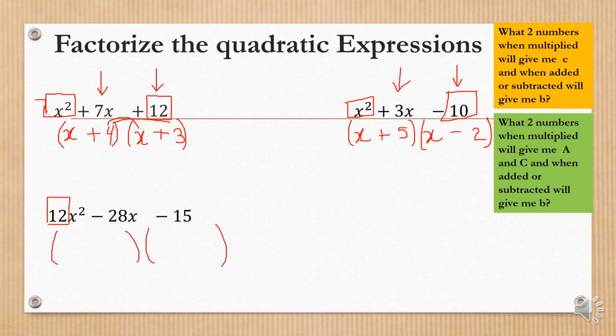We have a bit more working to do here. What is going to give me 12? Now I have to write the factors of 12, and now I have to write the factors of 15. Okay? So let's begin with 12. What are all my options? What's going to give me 12?